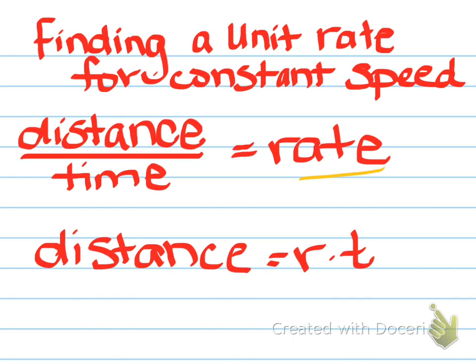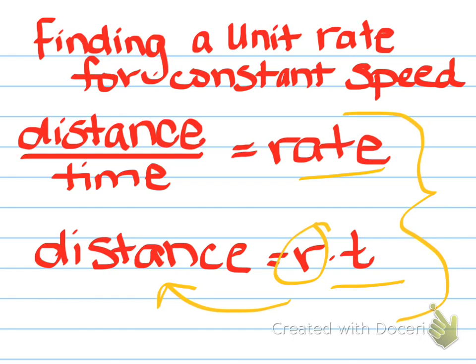Sometimes they're going to give you the distance and time, and you're going to tell us what the rate is. Or maybe sometimes they're going to tell you what the rate is and the time, and they want you to figure out how far you can go. So there's different ways that we're going to use constant speed. But distance equals rate times time, and distance divided by time equals rate. Those are two basic equations that we would use for finding rate or distance.